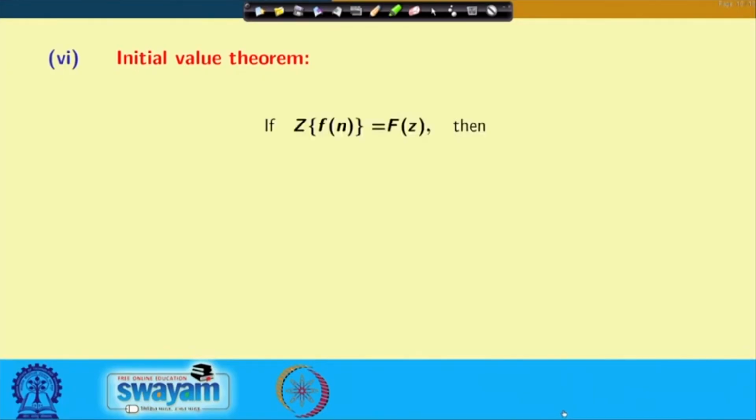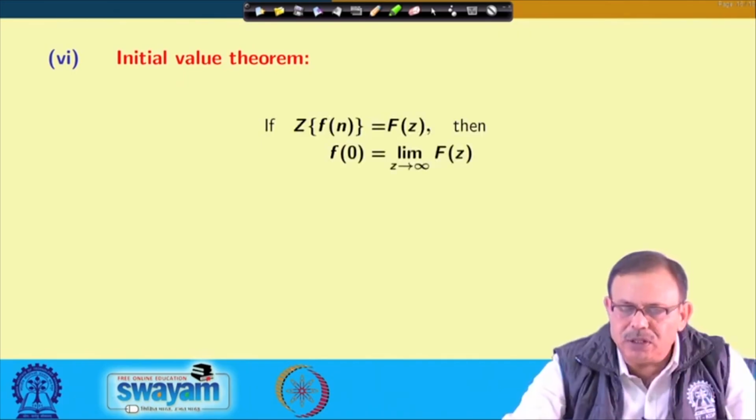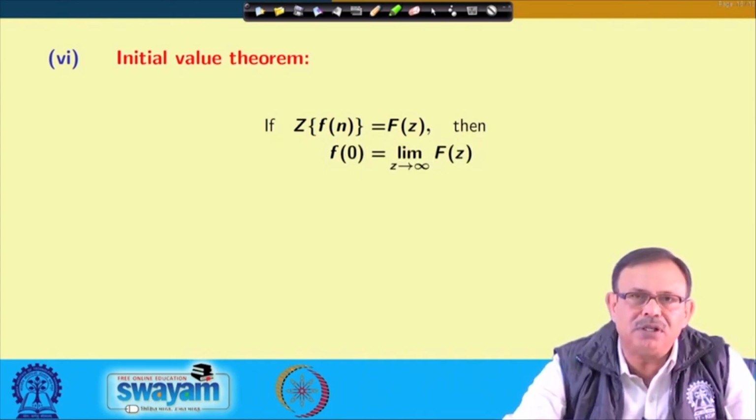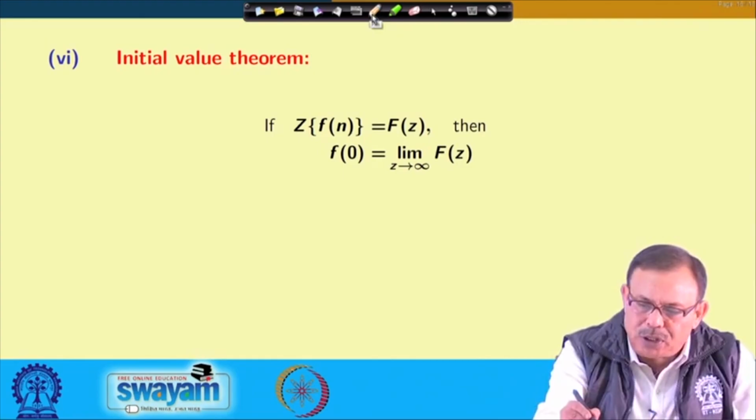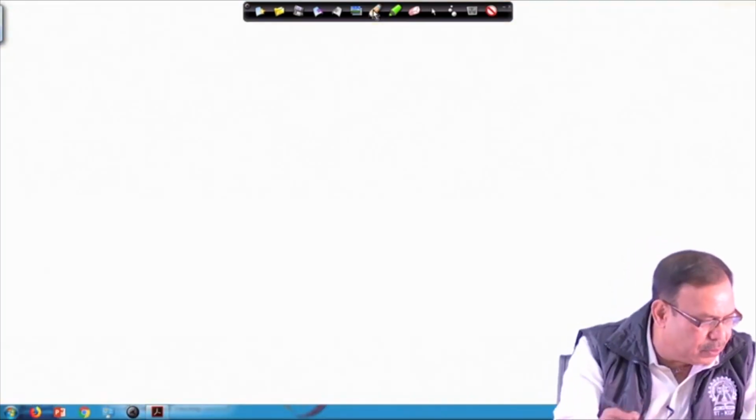So, in the last lecture of this series, let us start with one or two more properties to be very precise: the initial value theorem and the final value theorem for Z transform. The initial value theorem says that if the Z transform of f n equals F z, then f 0 equals the limit as z approaches infinity of capital F z. To prove this one, we will just do it a little quickly.